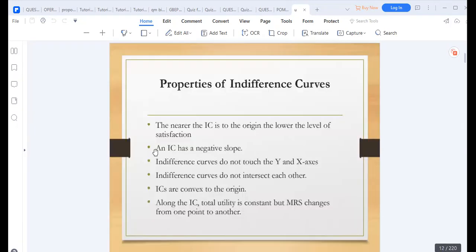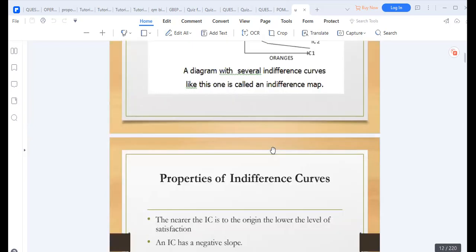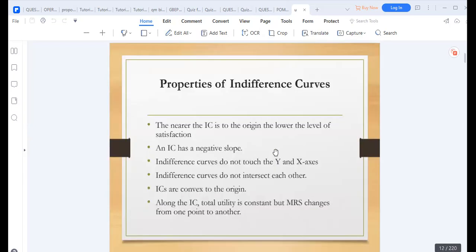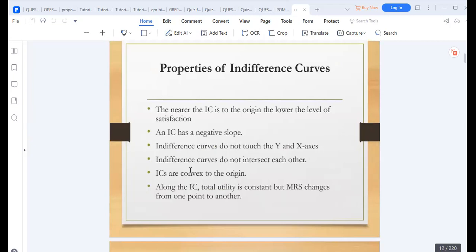And we've talked about the properties to say they are convex. The indifference curve has a negative slope. The indifference curve doesn't touch the axis. It doesn't touch the axis. You also need to understand that indifference curves don't crisscross.